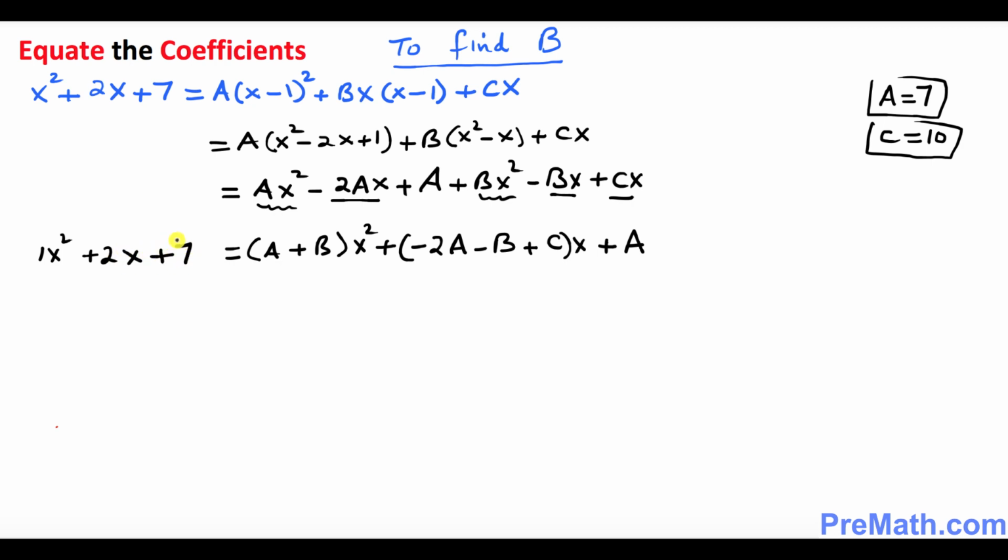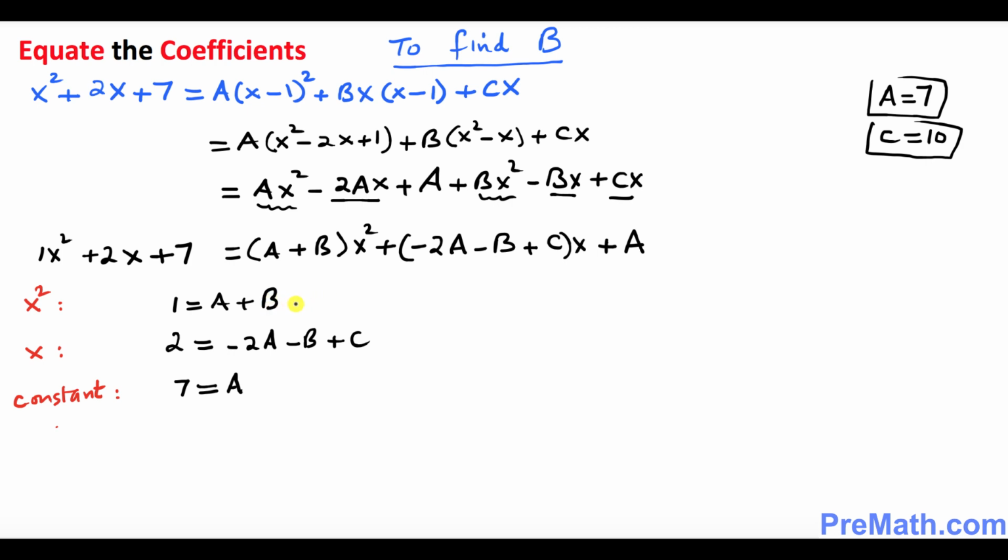Now we're going to compare the coefficients. For x squared, the coefficient is 1 on the left hand side, and on the right hand side the coefficient is A plus B. For x, it is 2 on the left hand side and minus 2A minus B plus C on the right. And finally for the constant, 7 is on the left hand side and A is on the right hand side.